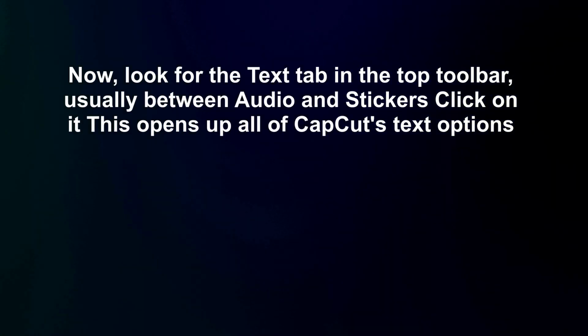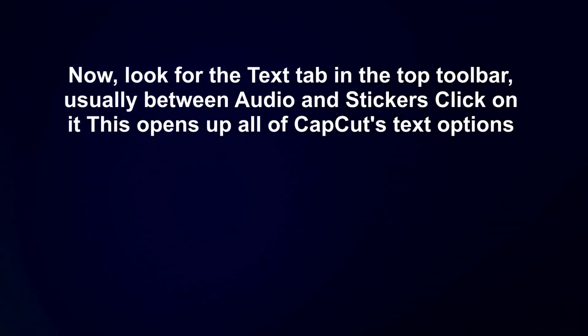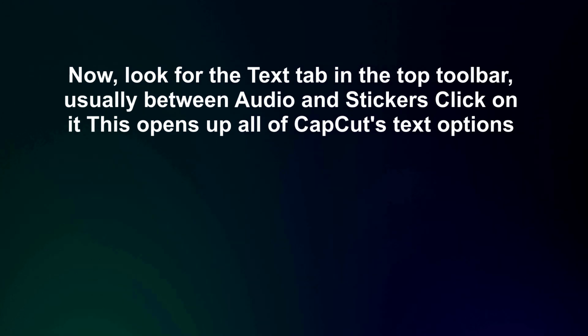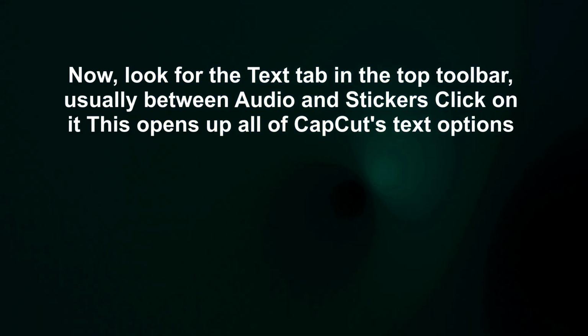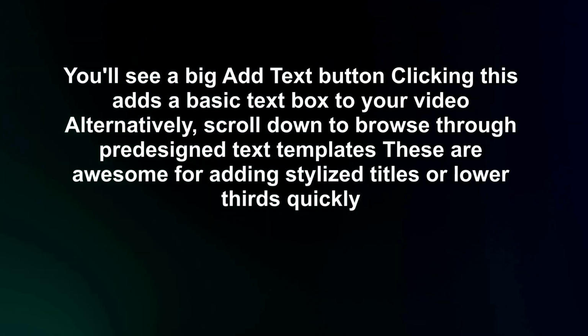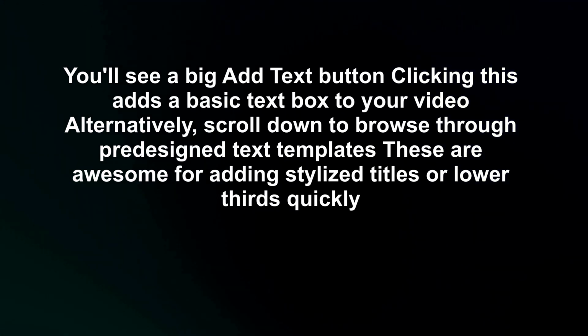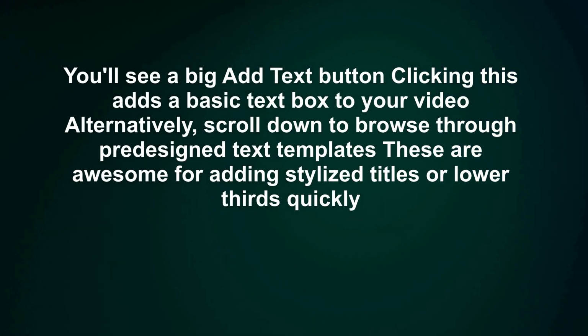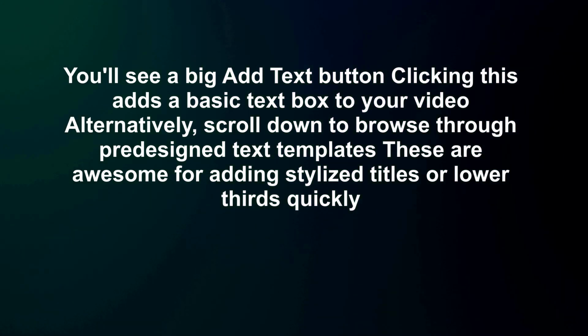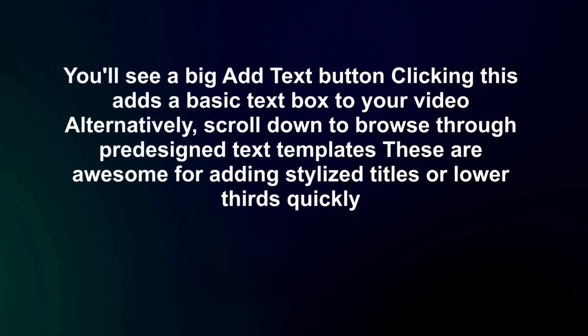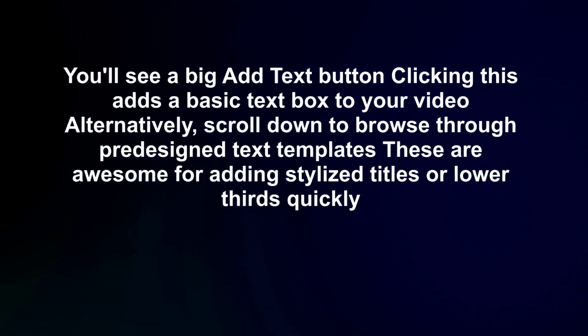Now, look for the text tab in the top toolbar, usually between audio and stickers. Click on it. This opens up all of CapCut's text options. You'll see a big Add Text button. Clicking this adds a basic text box to your video. Alternatively, scroll down to browse through pre-designed text templates. These are awesome for adding stylized titles or lower thirds quickly.